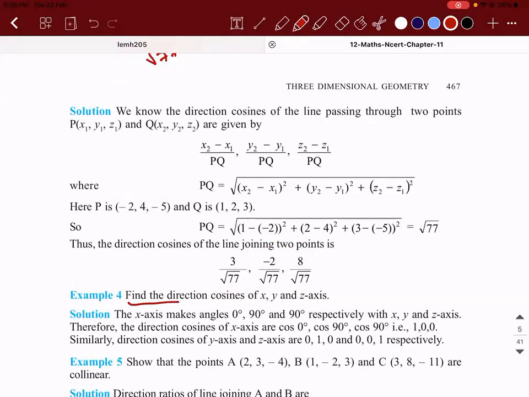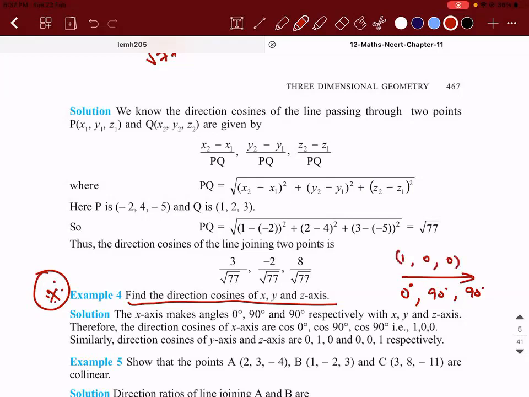Next is find the direction cosines of x, y, and z axis. You have a line that is x-axis, and that x-axis is aligned with itself at what angle? 0 degrees. It is aligned with y-axis at 90 degrees. It is aligned with z-axis at 90 degrees. So what will be the direction cosines? Cos 0, which is 1, cos 90, 0, and 0. So the direction cosines of x-axis is 1, 0, 0.